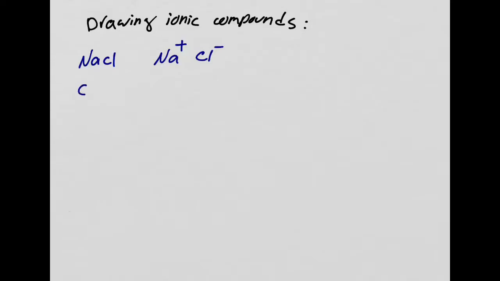Let's say calcium fluoride, an ionic compound. I have a calcium. Calcium is +2, and calcium has 2 fluorines attached to it, right? It's a balance of charges, the attraction of charges. That's what an ionic compound is. So drawing ionic compounds is kind of easy. We have the charges and they're going to be attracted to each other.